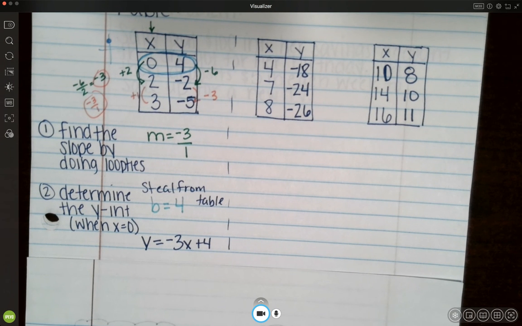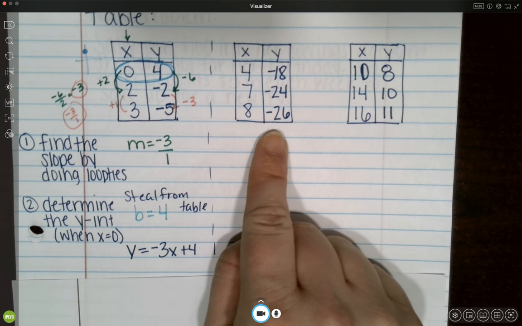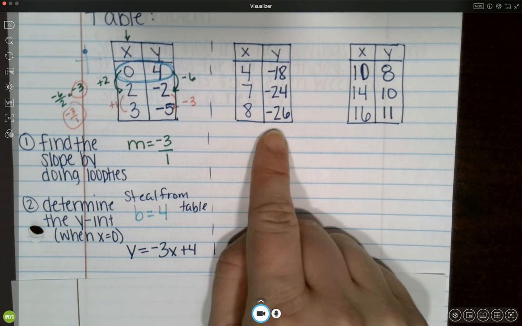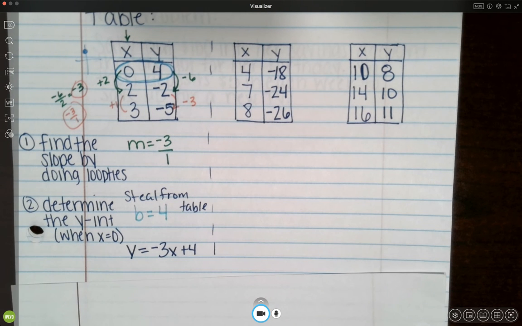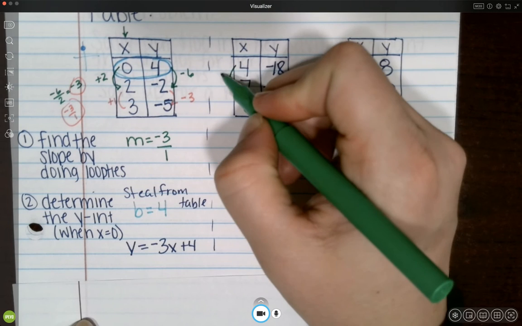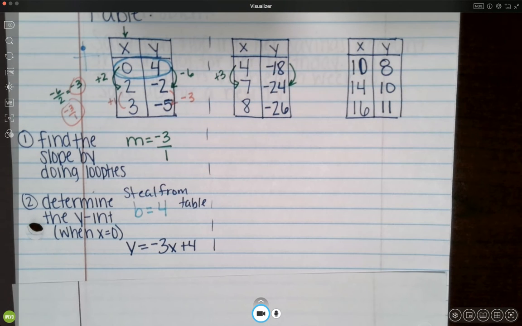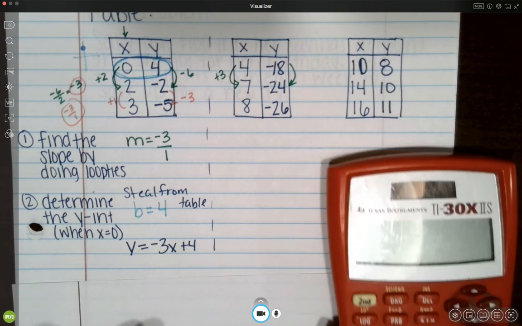All right, now let's take a look at another table. We have 4, 7, 8, negative 18, negative 24, negative 26. We're still doing the first step of finding the slope by doing the loop-d's. I loop d here, I get a plus 3. I loop d here.